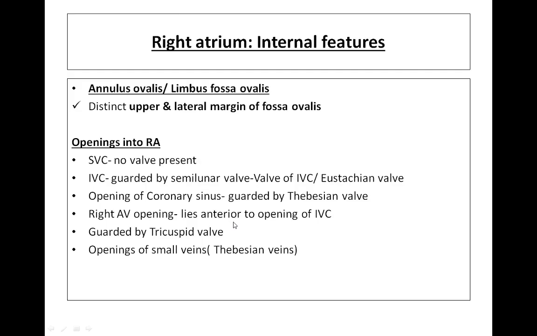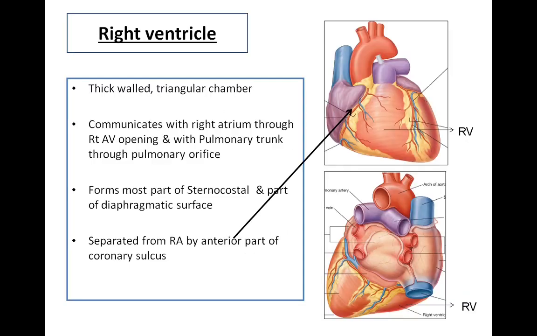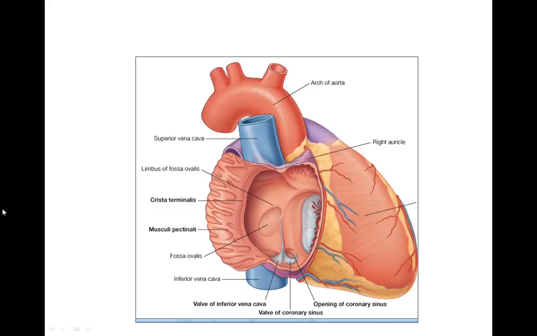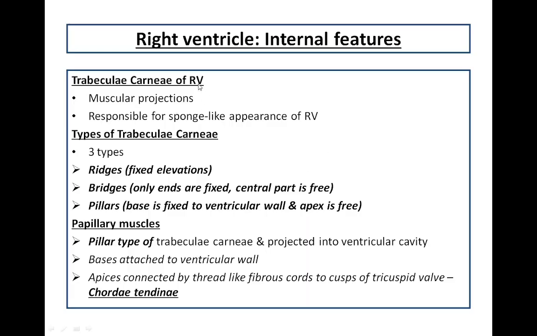In the case of the atrium, I have said these are musculi pectinati. In the atrium, these muscular ridges are known as musculi pectinati or pectinate muscles. But in the ventricle, these are known as trabeculae carneae of the right ventricle. So these are muscular projections responsible for the sponge-like appearance of the right ventricle.